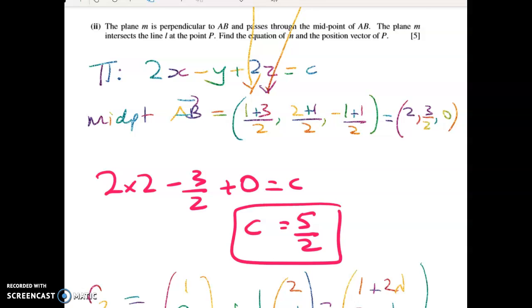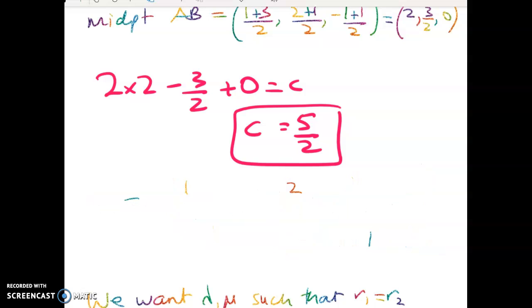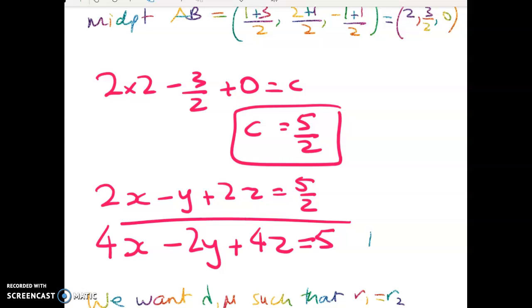Right, so let's clean up. I'm just erasing as I go, which is kind of messy, sorry. Let's get rid of that. So my plane equation, we've got most of it already. The plane equation is 2x minus y plus 2z is equal to 5 over 2. Now that's horrible having a fraction in there, so let's make it 4x minus 2y plus 4z is equal to 5. Right, so that's the equation of the plane.